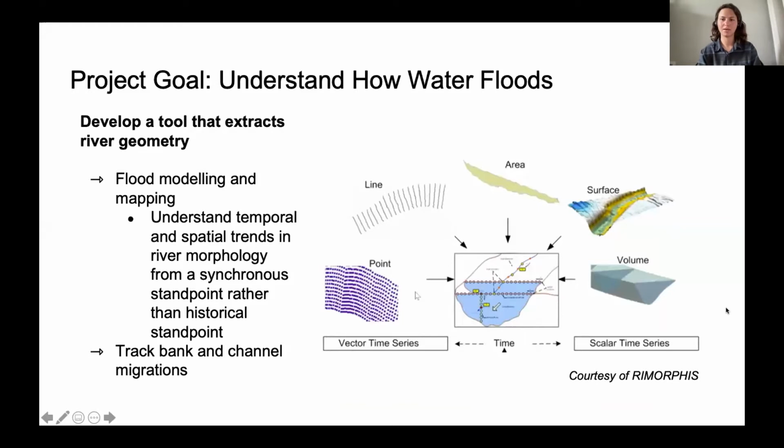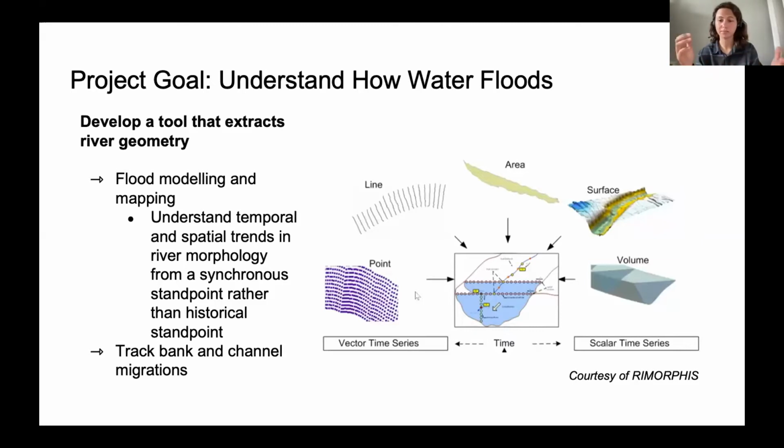So the overarching premise of our project is to understand how water floods. And to start, I want to emphasize that we're positioned within this Rhymorphous project, which is also known as the River Morphology Information System. And it's an NSF-funded cross-institutional project that aims to provide an application to aid in river morphology research. So using data to describe the shapes of river channels and how they change in shape and direction over time. So Rhymorphous is really trying to extract insights about river morphology using a variety of parameters, like the diagram on the screen shows.